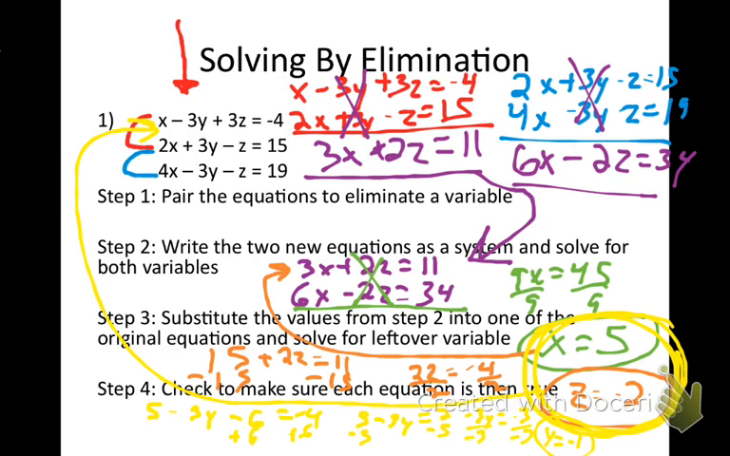Now I can put my ordered triple. I have all three answers. I put them in the order x, y, z. My answer would be 5, negative 1, negative 2, all as an ordered triple.